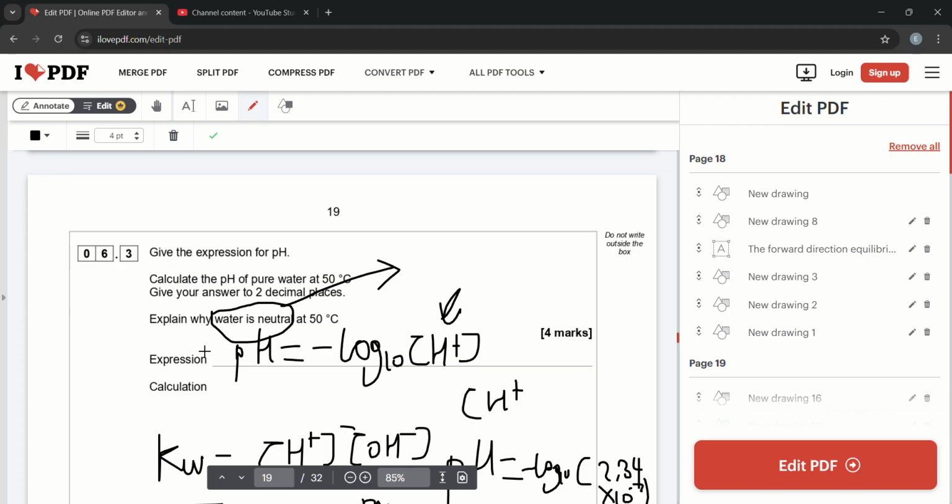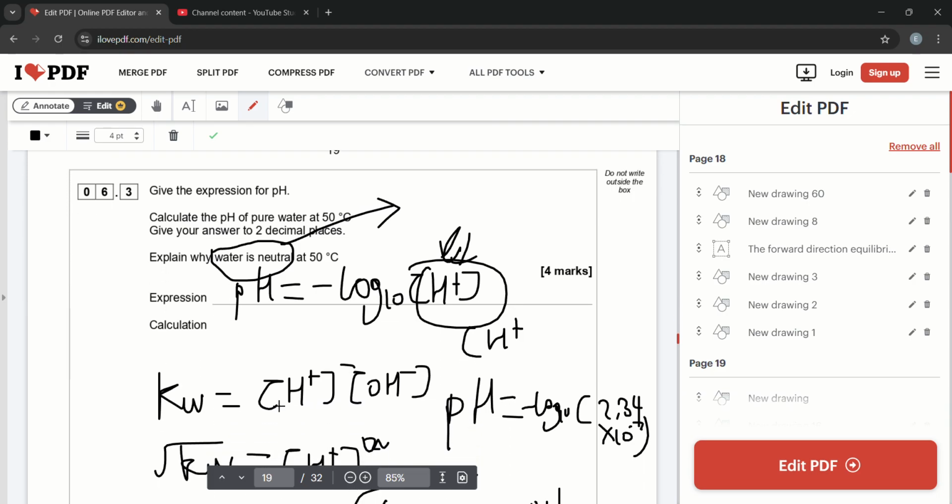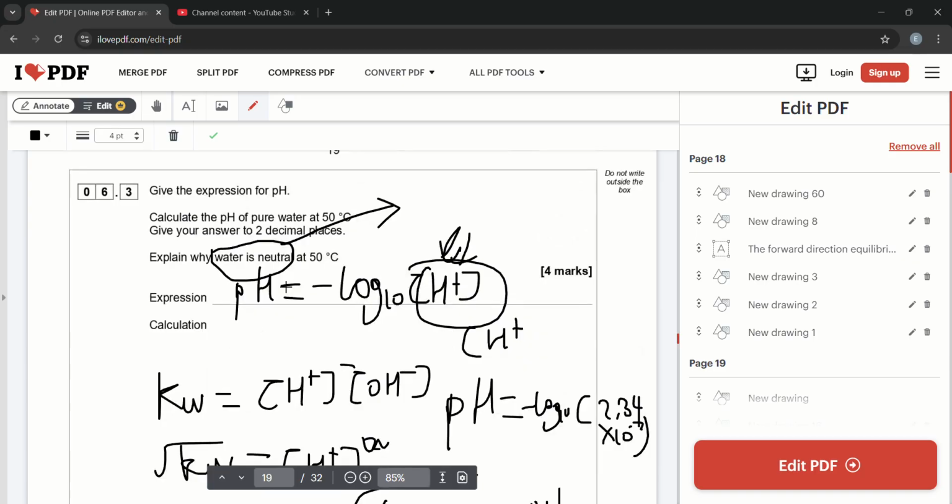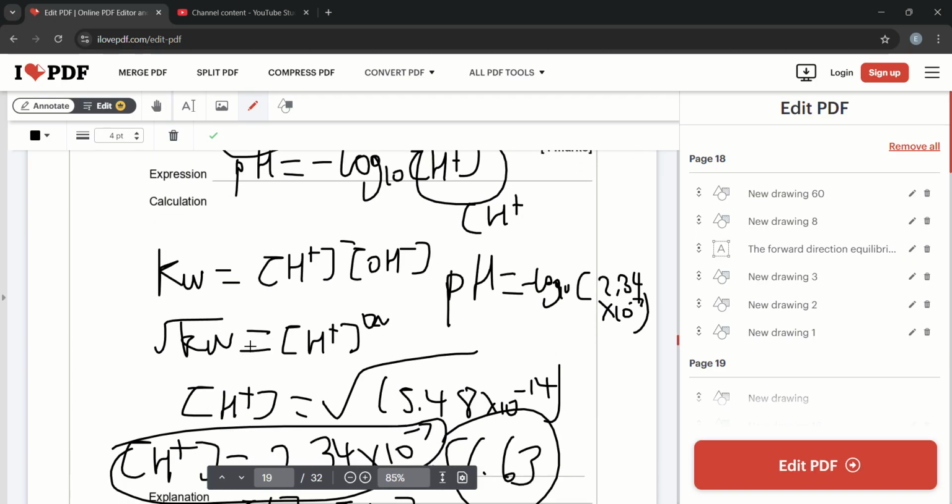And what do we need to find? To find pH, we need [H+], minus log10 of [H+]. So [H+] is Kw divided by [OH-]. However, we don't have [OH-], so we can use the other equation. Kw is equal to [H+] squared, and therefore [H+] is equal to square root of Kw.